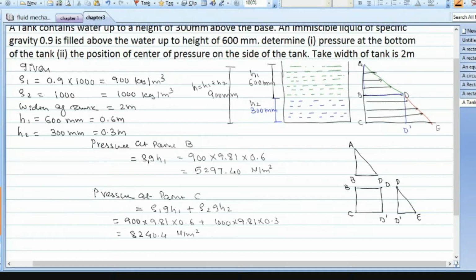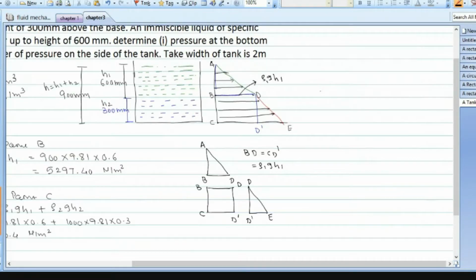And we know that the width of BD is rho 1 G H1, so it has the same value. The value of BD equals CD dash equals rho 1 G H1, and here CE has the value of rho 1 G H1 plus rho 2 G H2.